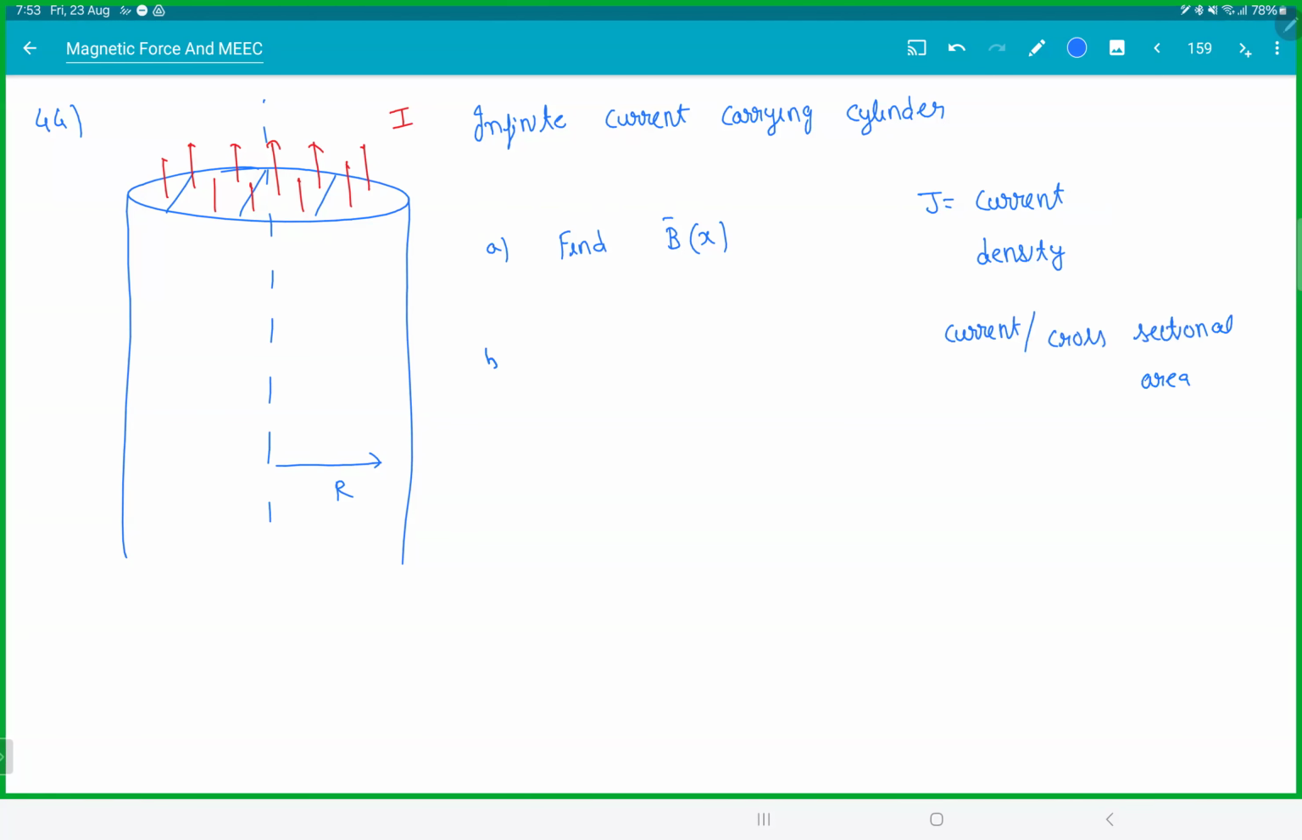Let's find B of X. The B part will be a homework for next class: we'll discuss it. Find the pressure inside as a function of X. If you have a solid cylinder, you'll have pressure inside also. Do you remember we derived the pressure for a solid sphere? We did that in gravitation.